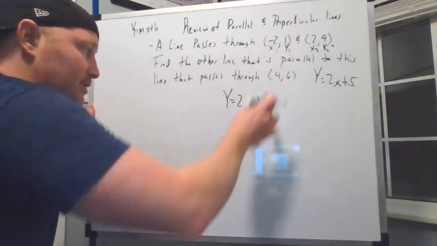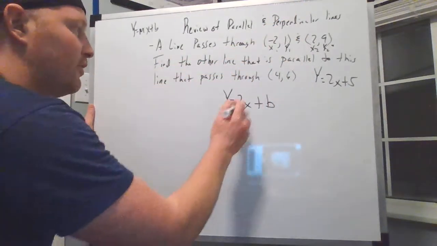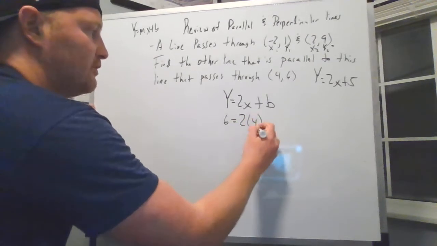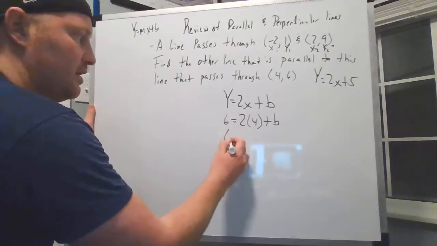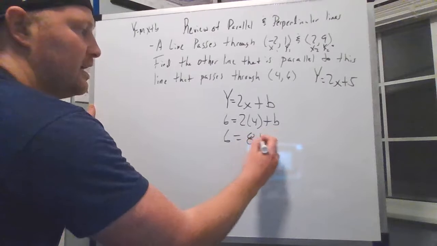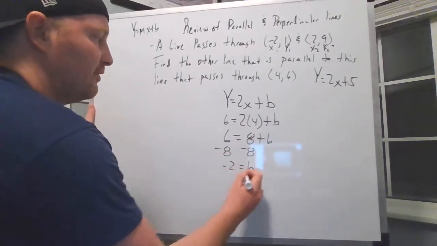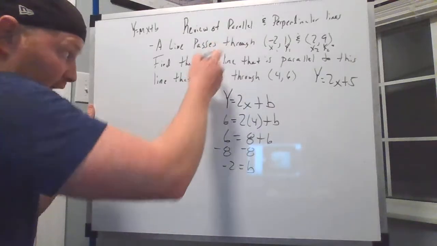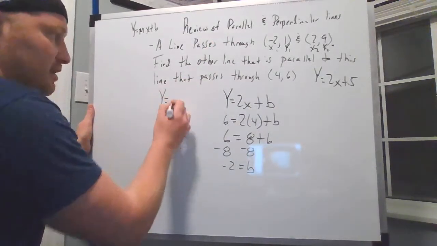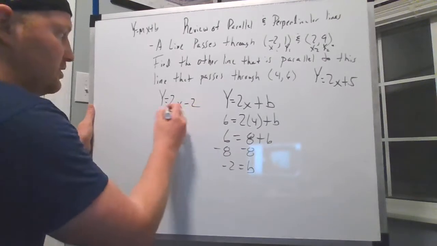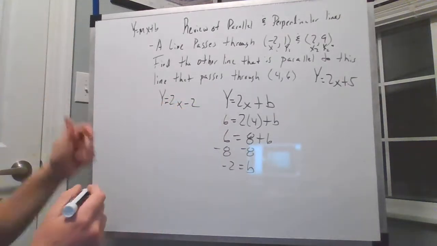So now we're doing the same stuff, muscle memory, same stuff as before. This is 6 here, 2 here, times 4 here, plus b. 6 equals 8 plus b. Subtract 8 from both sides. I get -2 equals b. So the line that is parallel to that line, to answer this question, is y equals 2x minus 2. So we just proved that true.